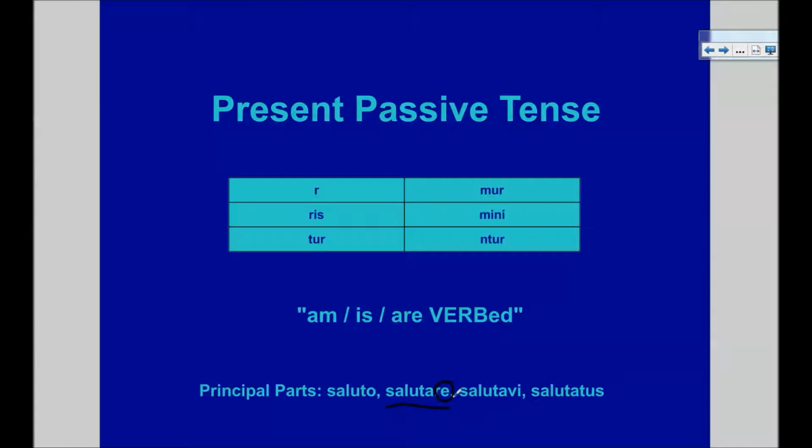Lots of verbs are created out of the infinitive. You're going to take the infinitive, take off the -re, and then put your particular ending on it. So if I wanted to say he, she, or it is greeted, I'm going to take the infinitive, take off the -re, and put the -tur ending, and you have salutatur.